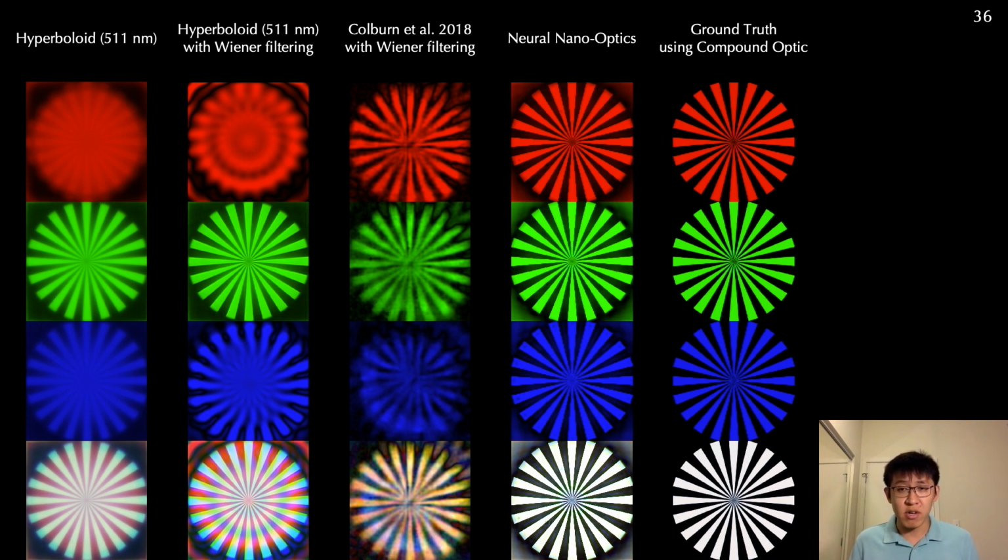The middle column shows the work of Coherent from 2018 again, which also uses Wiener filtering. And as we showed before, the imaging quality from that work also still exhibits a lot of aberrations. The next two columns show what I've shown already, the Nano-Optics imaging result at the different wavelengths, followed by the ground truth imaging result using the conventional compound optics lens. Overall, Nano-Optics is able to achieve the best performance to date for metasurface imagers.